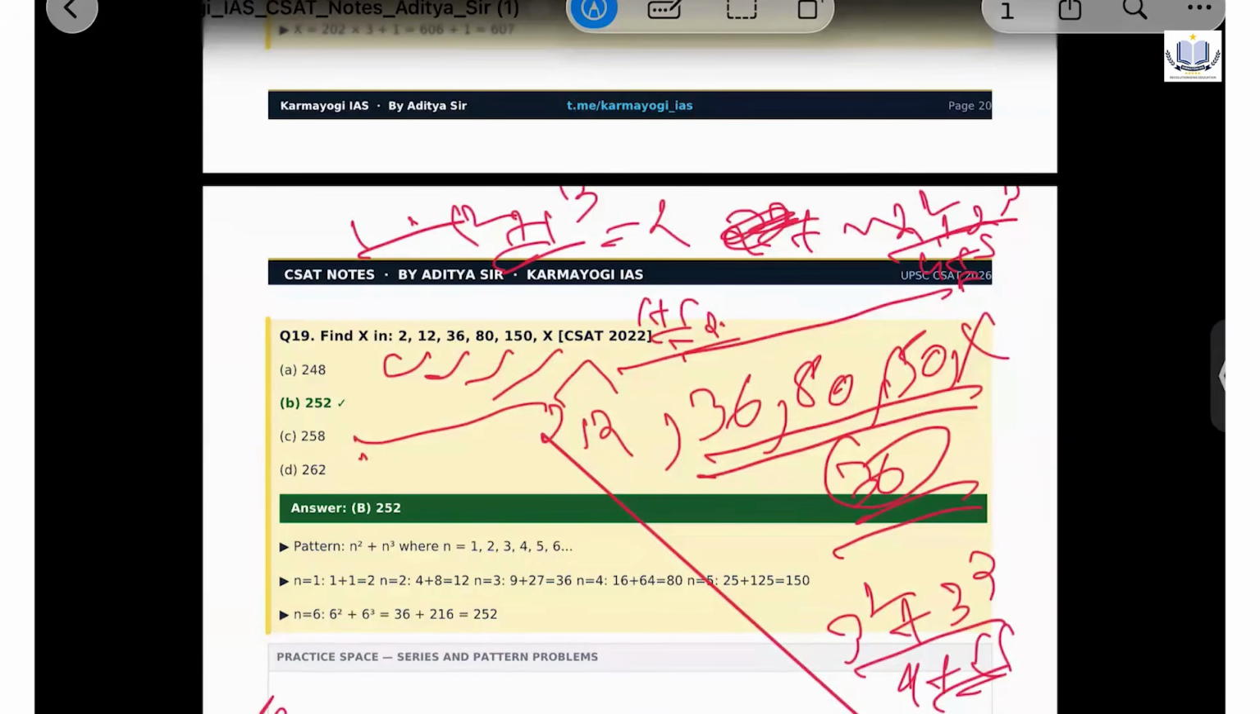6 का स्क्वायर प्लस 6 का क्यूब. 6 का स्क्वायर हो गया 36. 6 का क्यूब हो गया 216. दोनों को ऐड करेंगे 252 इज द करेक्ट आंसर.